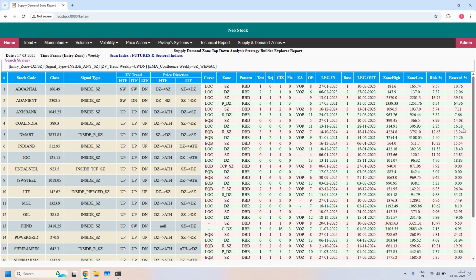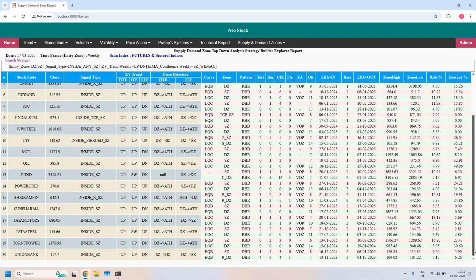So first 15 stocks in the list. Scrolling the list down. So total 20 stocks are filtered. Price closed inside the weekly supply zone, and those weekly supply zones are having weekly EMA confluence. Okay, this is about weekly time frame.